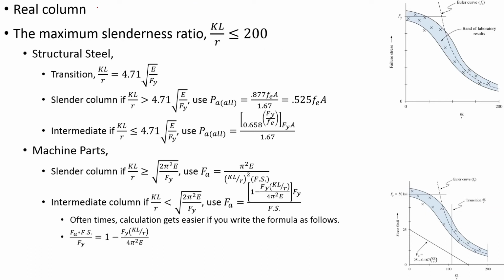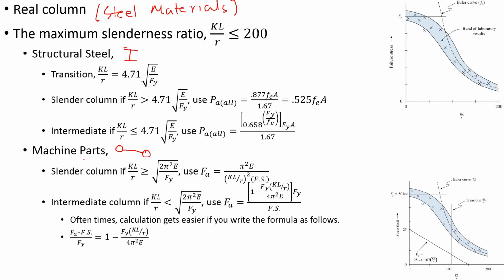Real column design using steel materials. There are two common types of materials, like structural steel. You can think of an I-beam, with a cross section that looks like that. And then machine parts, like a piston connecting rod, like this very simplified one.